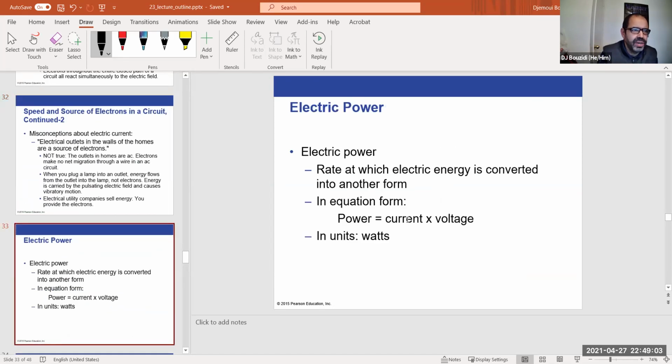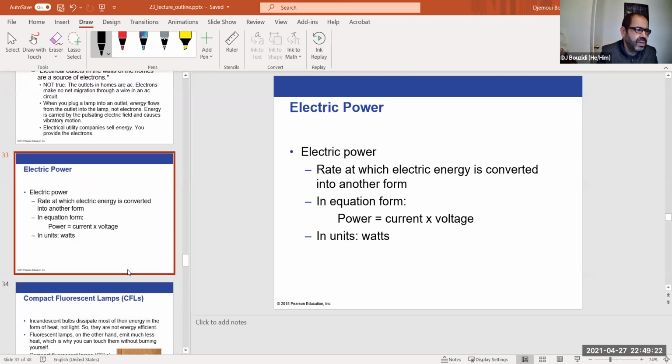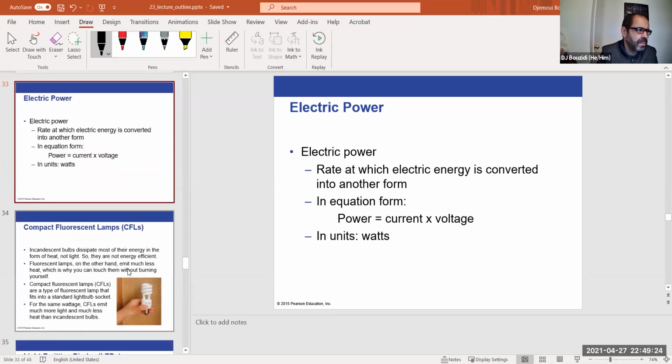So the power, by definition, is the current times the voltage. That is exactly how much we're supposed to be responsible for. This is the rate at which energy is consumed. The unit for the power is watts. So when you say it's 100 watt or 60 watt, that is the unit. There is also another way of expressing it, in terms of joules per second.